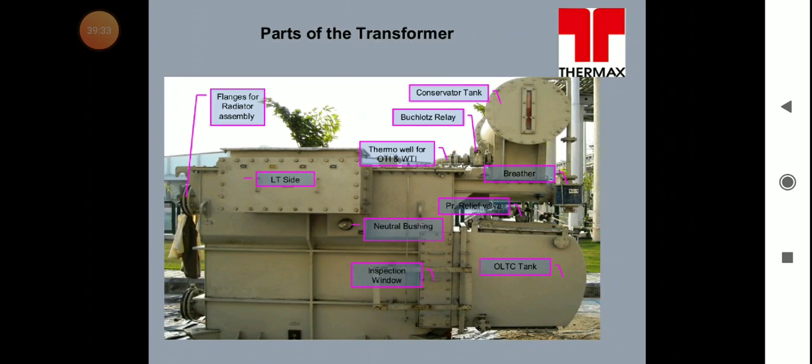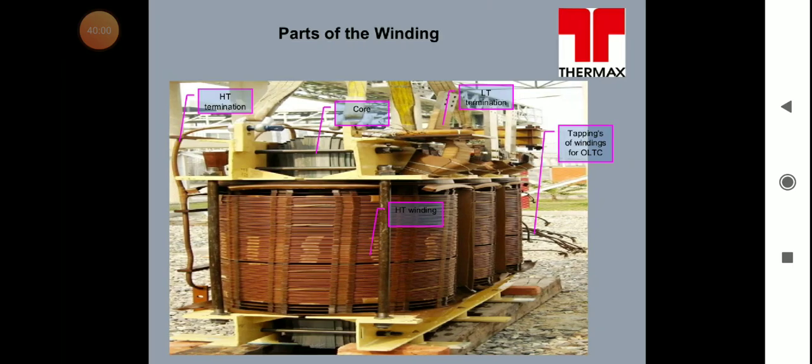Now let us see some practical transformers. What are the parts? You can see the parts of the transformer: flange for radiator assembly, LT side, conservator tank, relay. We have these parts in practical transformers. You can see another type of practical transformer: the HT termination, core, LT termination, HT winding, tapping of the windings. Tapping is also very important for the transformer.